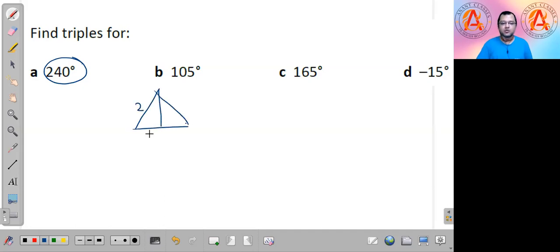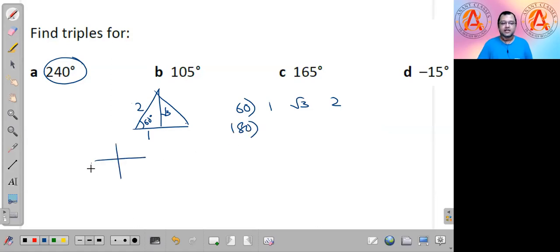For 60 it is 1, root 3, 2. This much anybody can calculate. So once I know my 1, root 3, 2, I can quickly add that. Yes, exactly. You can do 180 plus 60 also. That is also one very good approach, and that will actually save some time.